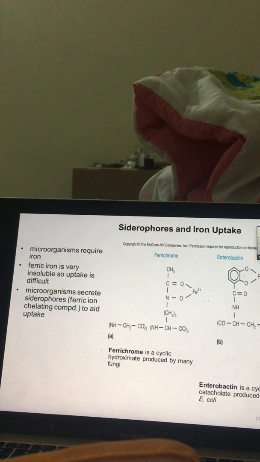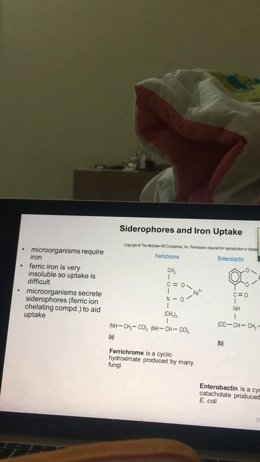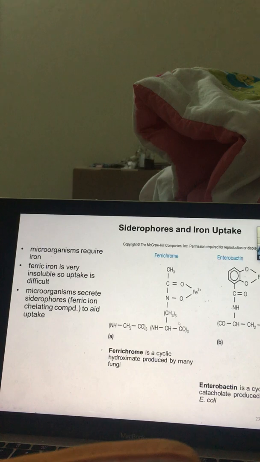Siderophores are compounds that assist in the transport of iron. Two types of siderophores are the examples that I'm giving you. There may be more, but ferrichrome is one of the cyclic hydroxamates which is produced by fungi. If you look at its structure, it is capable of binding a ferric iron, and this will help transport the ferric iron inside the cell.